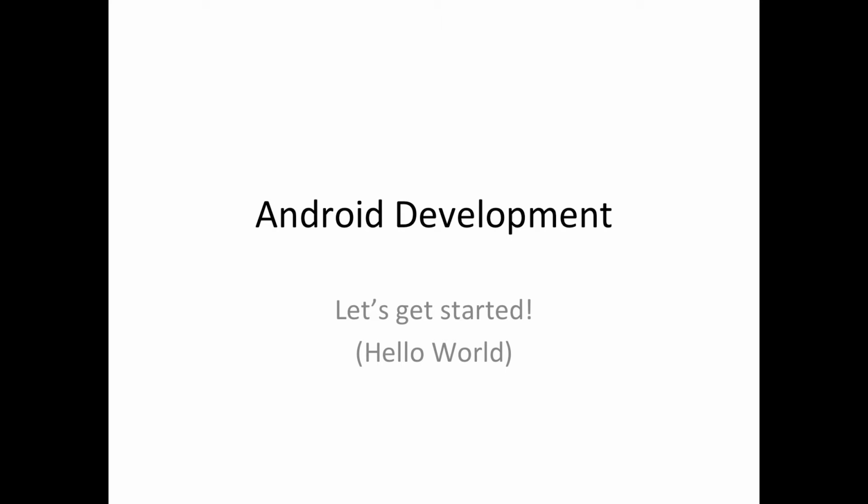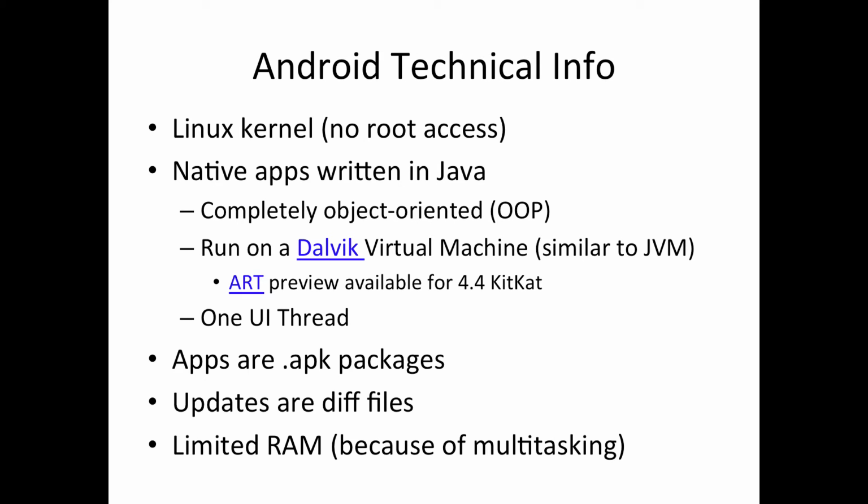So let's get started in development. Some technical information about Android is that it's based on the Linux kernel. You don't have root access, but you don't really need to. That's what Android rooting is for. Native apps are written in Java. You can write some stuff native to the Linux kernel in C and C++, but most apps just work with Java. It's completely object-oriented, which is because of its Java.